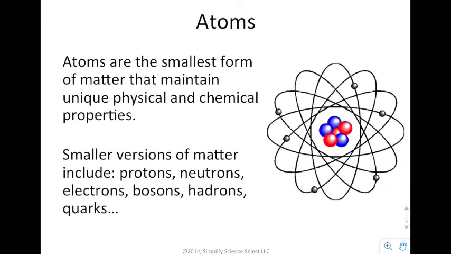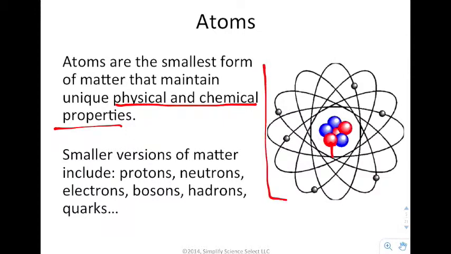Okay, so what we know. Atoms are the smallest form of matter that maintain unique physical and chemical properties. You can go smaller than an atom. An atom is not the smallest form of matter. That would be protons, neutrons, and electrons that are smaller, and there are things called quarks, gluons, and bosons that are smaller than that. But atoms are the smallest form of matter that maintains a unique property.